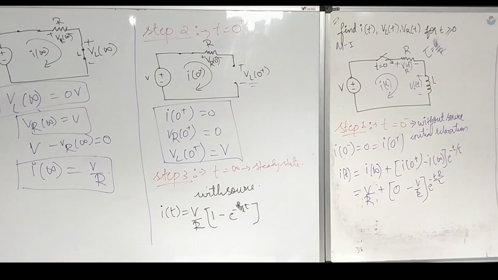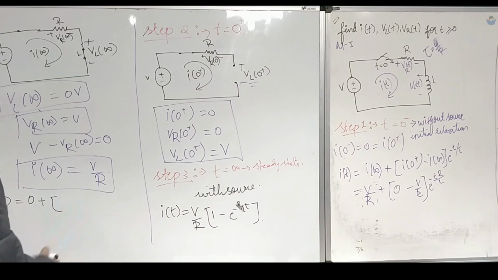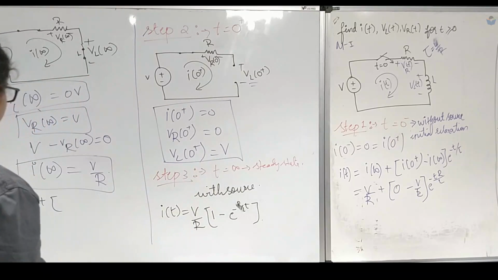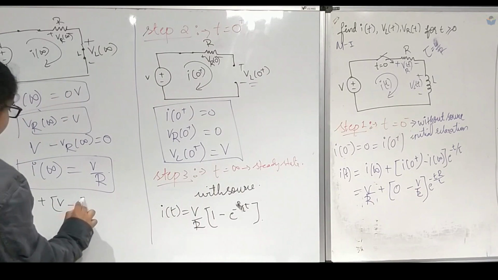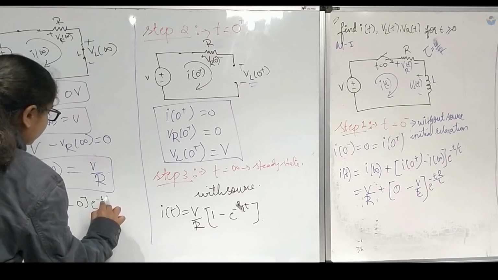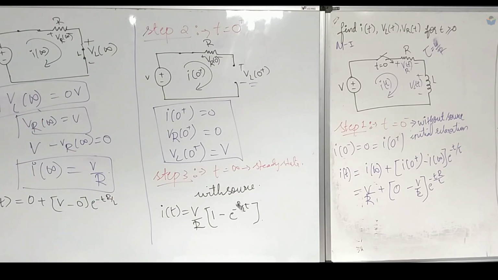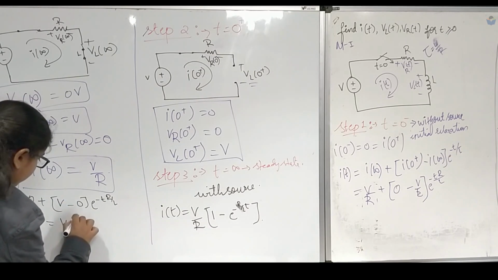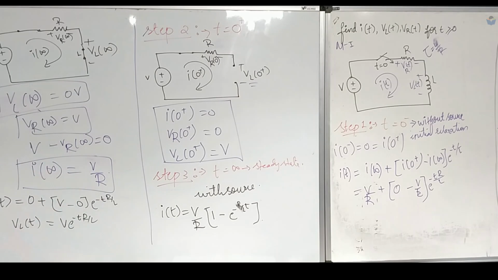Similarly you can find VL of t, right? I will substitute it directly. What is the final value? VL infinite is 0, plus what is the initial value of VL at 0 plus? Here it is equal to V. Then again we have minus 0, e to the power minus t R by L. So VL of t will be equal to V times e to the power minus R by L times t.